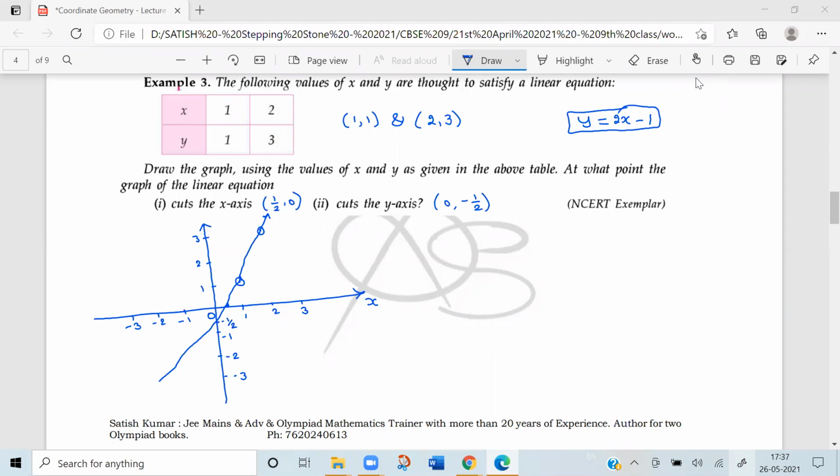Okay, so let us verify. y = 2x - 1. When x = 1, y is also 1. When x = 2, 4 - 1 = 3. When x = 1/2, y is 0. And when y is 0, x = 1/2. This is the point.